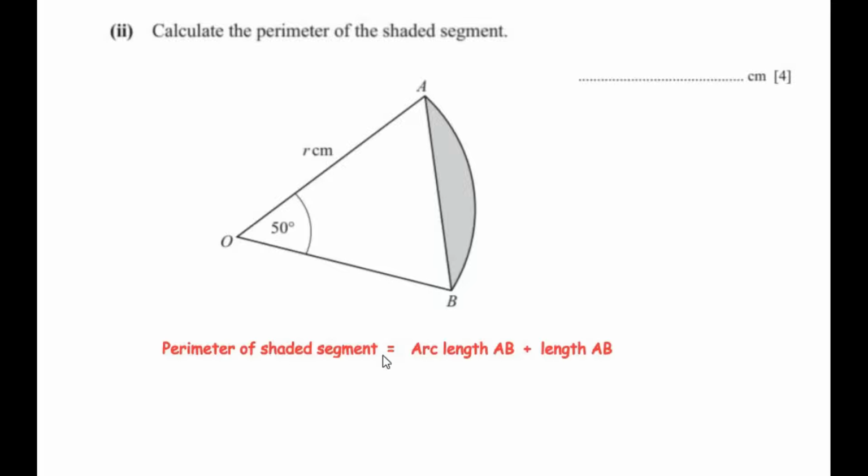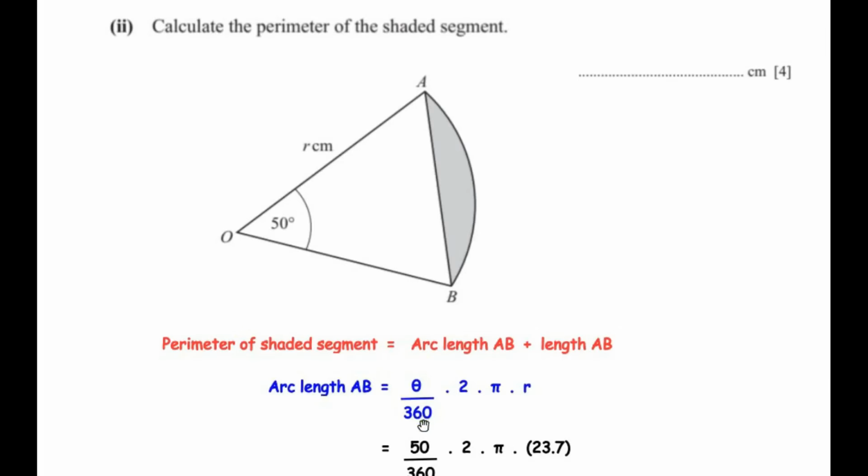Perimeter of shaded segment is the sum of arc length AB and the length AB from the triangle AOB. Now let us focus on finding the arc length AB. So we have the formula for arc length as theta over 360 times 2 pi r, where theta is the central angle of the sector. So in this case it is 50, and the value of radius we had got in the previous part of the question as 23.7 centimeter.